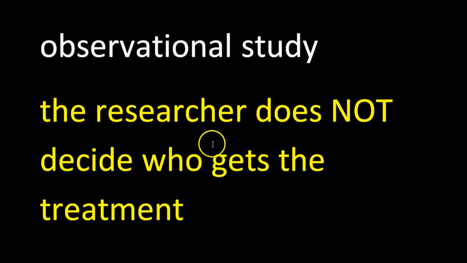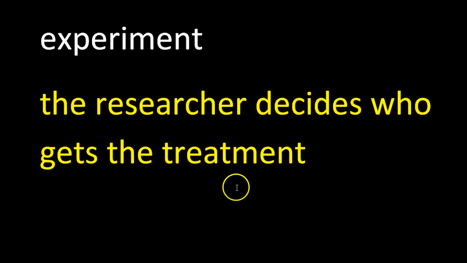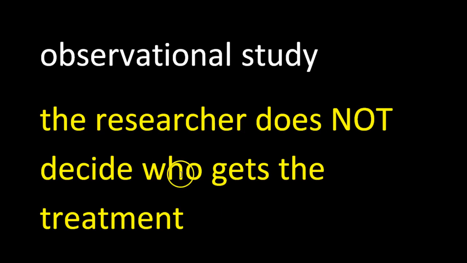On the other hand, if the researcher does not decide, or if some other force decides who gets the treatment, then it's an observational study. So it's all about who decides who's in what group. If the researcher decides, it's an experiment. If the researcher does not decide who's in what group, it's an observational study.